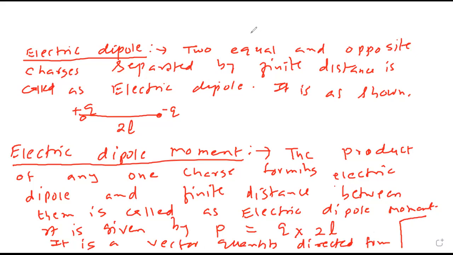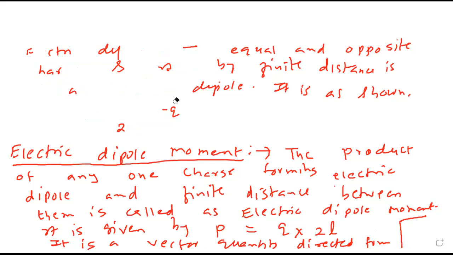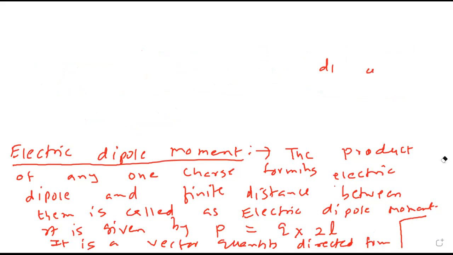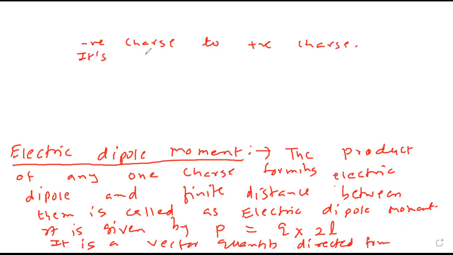Above this, for electric dipole, you have written no definition. So it is a vector quantity directed from negative charge to positive charge. Its SI unit is coulomb meter. Copy.